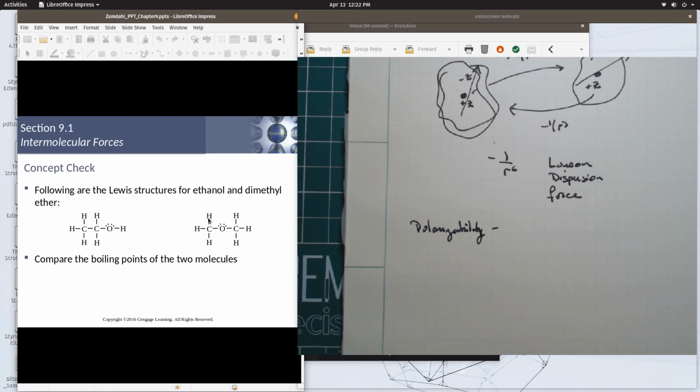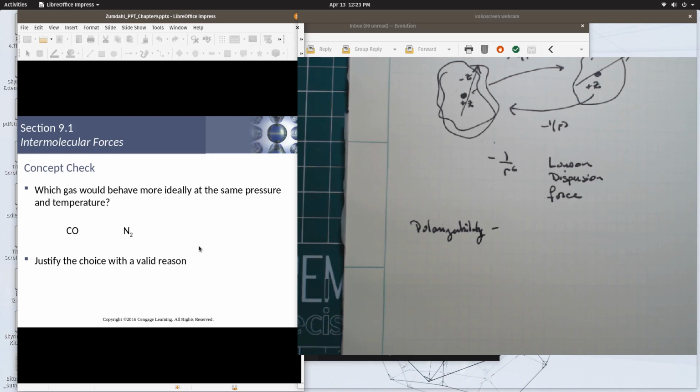So what you would suspect is that even though the mass of ethanol and dimethyl ether are the same, this has a much, much lower boiling point, much higher vapor pressure than ethanol. In fact, this is a very volatile organic substance. Okay, and likely, which gas would be more ideal at the same pressure and temperature? Remember, ideal gases, no interactions, weak at best interactions.